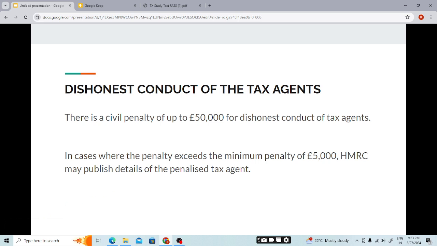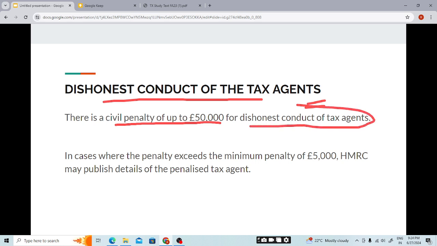So the last topic in the first chapter is dishonest conduct of tax agents. As a tax agent, if I am not honest with my job, not doing the work properly, doing some dishonest work, then there is a civil penalty of up to 50,000 pounds for the dishonest conduct by tax agents, not by individuals, that is, by the tax agent. In case the penalty exceeds the minimum penalty of 5,000 pounds, HMRC may publish details of the penalized tax agent.